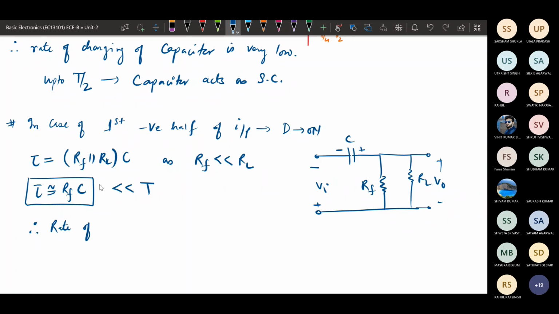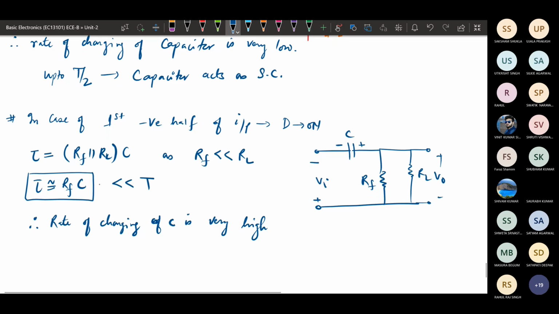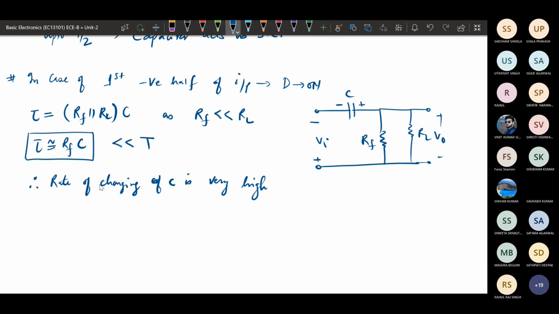the rate of charging of the capacitor is very high, as the time constant is very low. As the rate of charging of the capacitor will be very high, the capacitor will be charged to whatever input voltage we have applied. So we have applied the negative half of the input. Whatever negative is there, the same negative charge will be on this plate of the capacitor, and this positive will be coming out at this. So this is the charge that will be across the capacitor.